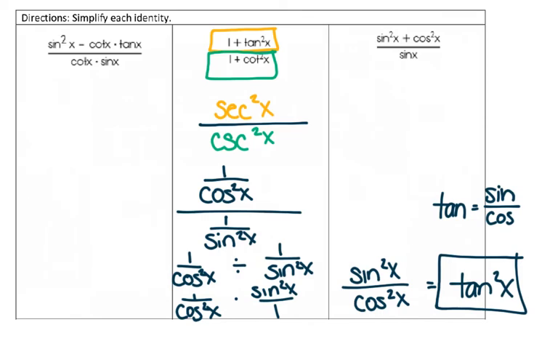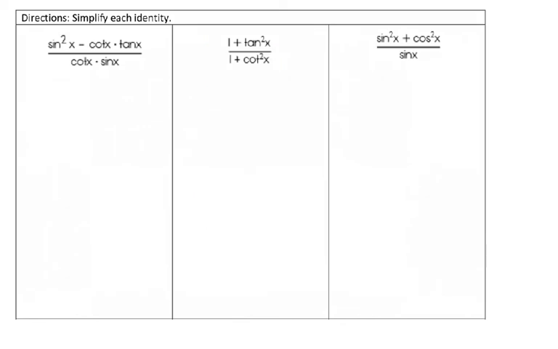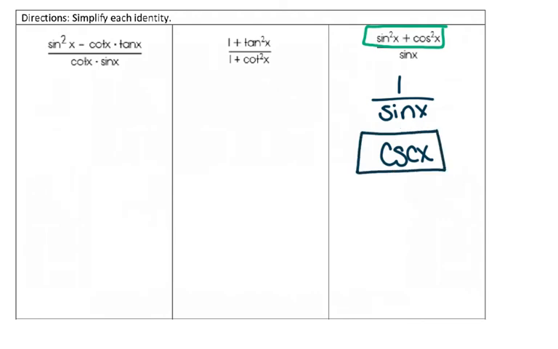Okay. So now let's do the next one. This one's actually the easiest one we've done. Alright, so on top, this is a Pythagorean identity. Go to your chart, see if you can figure out what it equals. Sine squared plus cosine squared is the same thing as 1. So I can rewrite this as 1 over sine x. And if I look at my reciprocal identities, 1 over sine x is the same thing as cosecant. That's my most simplified answer that I can come up with.